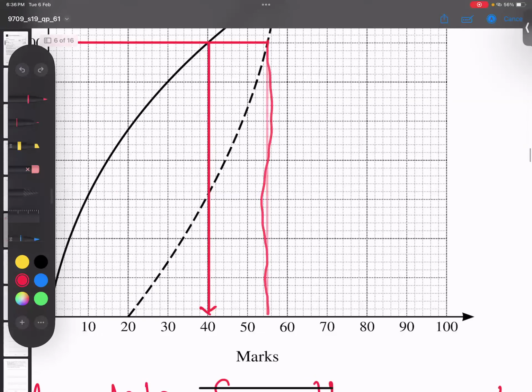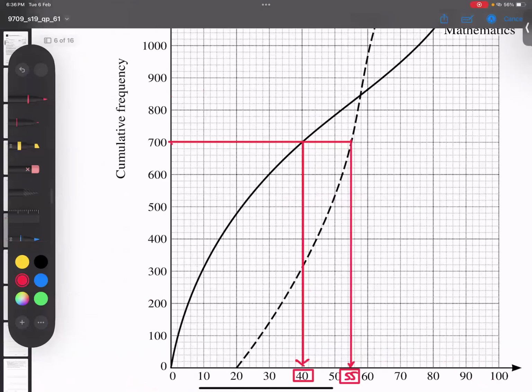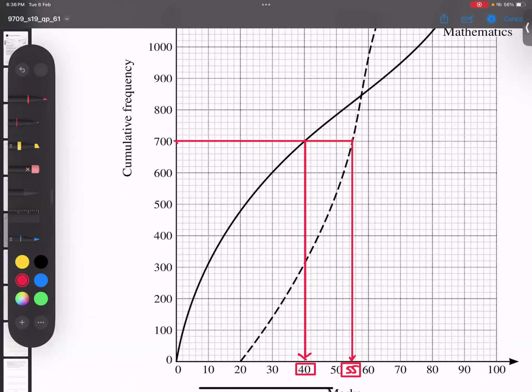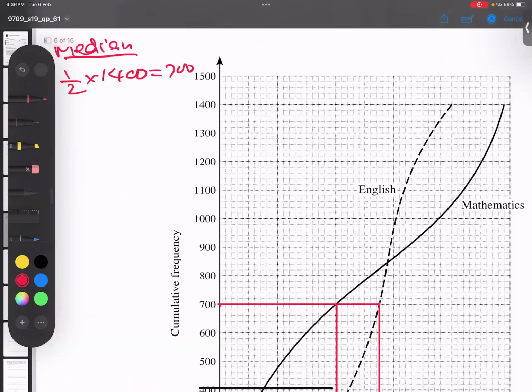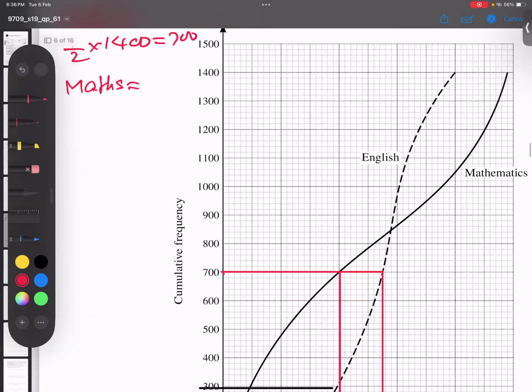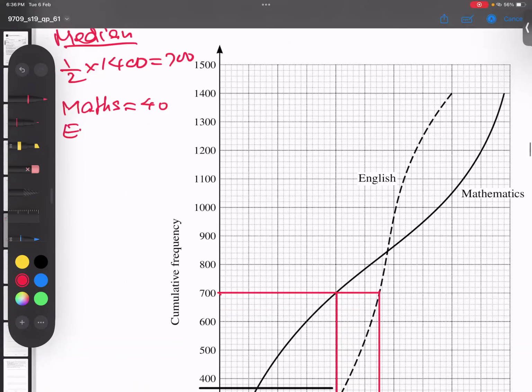And you know one thing, student, I tell you one thing. Because this diagram is given by him, there is no range in the marks. No range is there. Make sure, I think this part is clear. So what is the median for both? For mathematics, the median is coming here: 40. And for English, 55 marks. Okay, this is done.